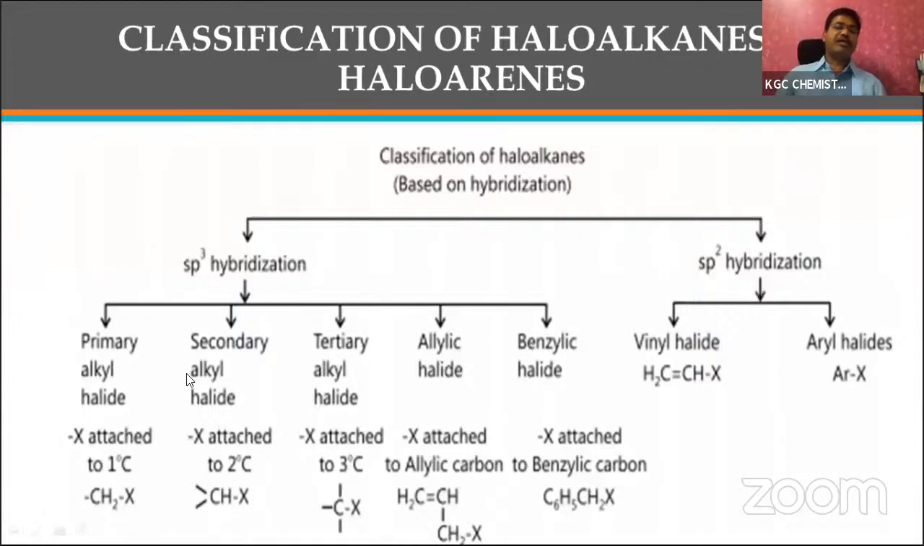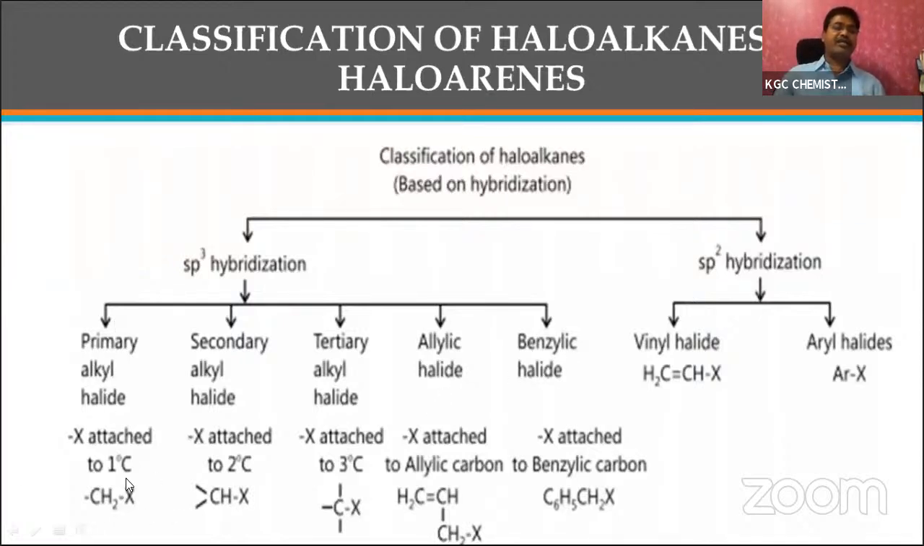See, in sp3 hybridization, we know primary alkyl halide, secondary alkyl halide, tertiary alkyl halide. And another two are the allylic halide and benzylic halide. You remember these last ones: allylic, benzylic, vinylic. These are important, and we are often confused regarding this terminology.